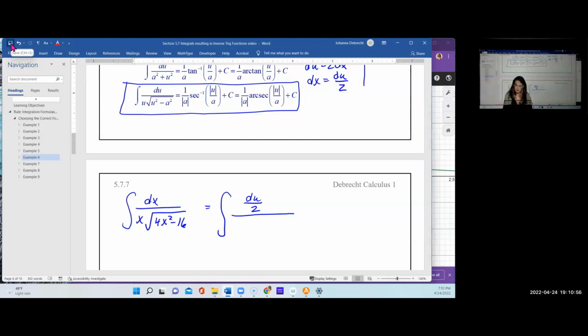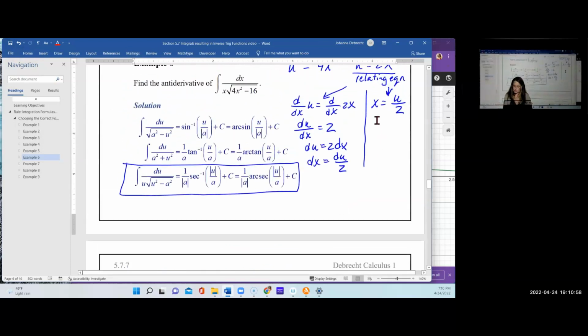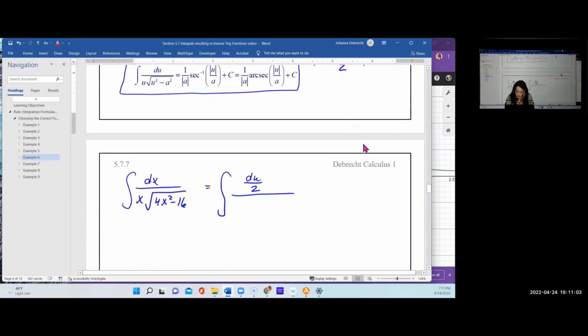Scrolling back up again, we can see that what we got for x was u divided by 2. So we replace this x with u divided by 2. Now we want to replace what's under the radical. The 4x squared gets replaced with u squared, and the 16 gets replaced with a squared.